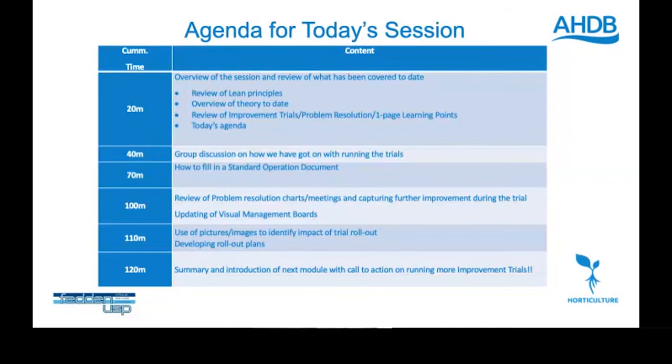A bit more detail on today's agenda. The review, and how to fill in the standard operation documents. You'll be familiar with them, those how-to guides that we send out after each session. That's basically a standard operation document. We've sent them out on how to do a waste walk, how to do a process map. It's just detailing, in real easy, simplistic terms, how you carry out a particular activity itself.